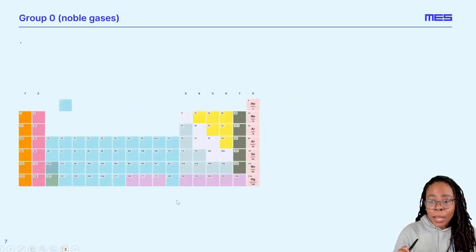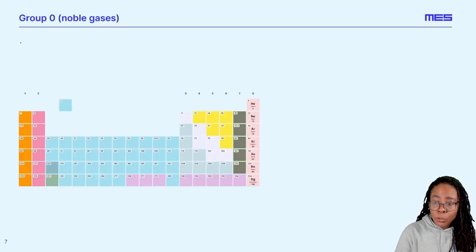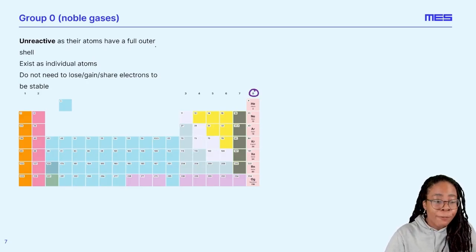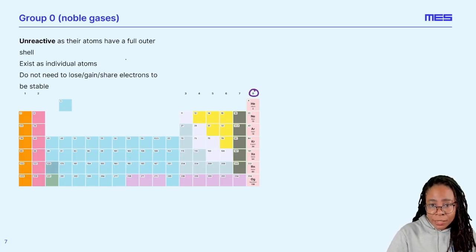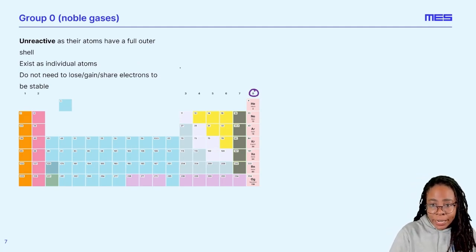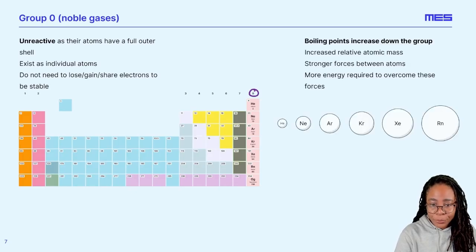Going into our groups to focus on, starting with group 0. Group 0, sometimes called group 8, also known as the noble gases. These elements are unreactive as their atoms already have a full outer shell, which means they'll exist as individual atoms as they don't need to lose electrons, gain electrons, or share electrons to achieve that full outer shell and be stable. Their outer shell is full already.